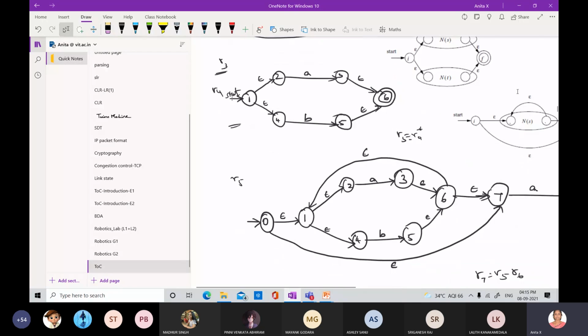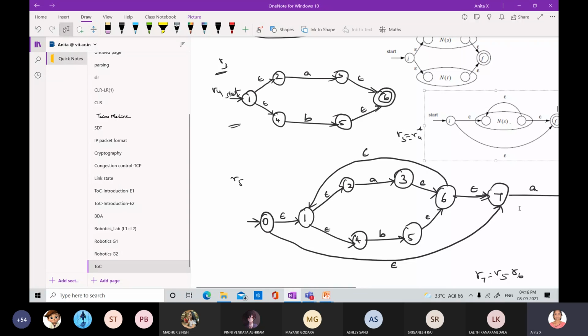Yes, and then next comes what is that? Kleene closure. Kleene closure, right? So here in Kleene closure, this is the existing NFA. For this NFA, that is for R4, I have to give the Kleene closure. So how am I going to give it? I am going to introduce a new start state, a new final state, right? Similarly, we have introduced a new start state and new final state.